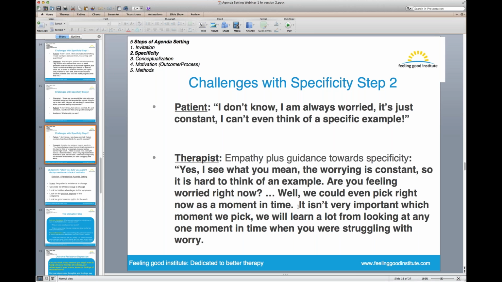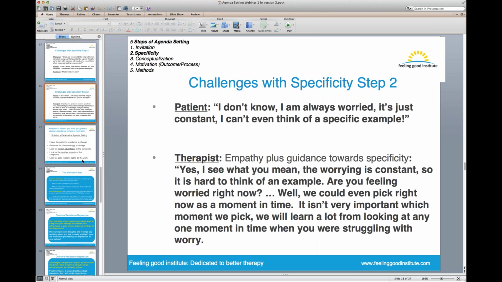So in a way, it doesn't matter which moment we pick, but it is important that we pick a moment and get really specific so that we can understand the thoughts and the behaviors that are going on. And the good news is that likely any moment we pick will be incredibly useful. The thoughts that we understand, and the methods that we use, will likely be helpful across a whole range of situations where you feel worried. So the work we do is very specific, but it becomes very generalizable as well. And that's what we're trying to tell our patients when they resist getting specific.